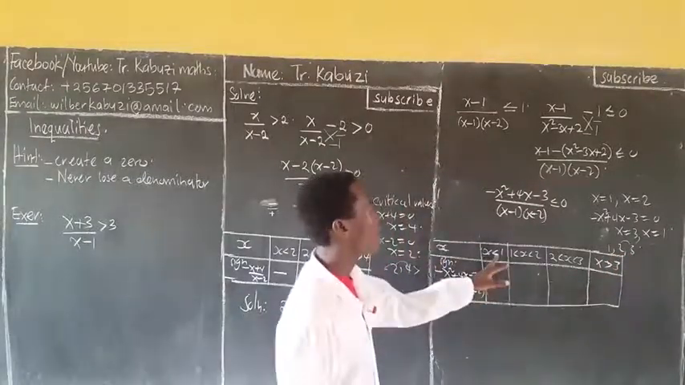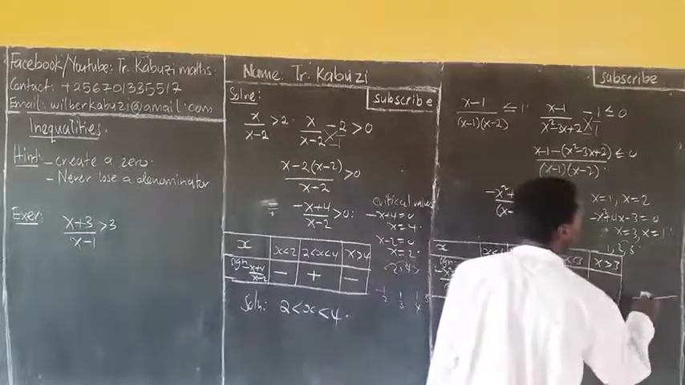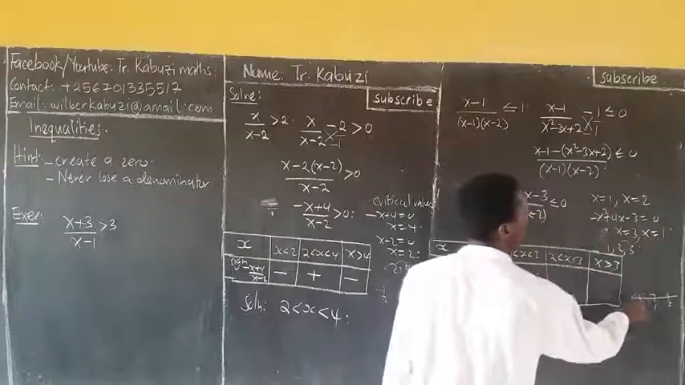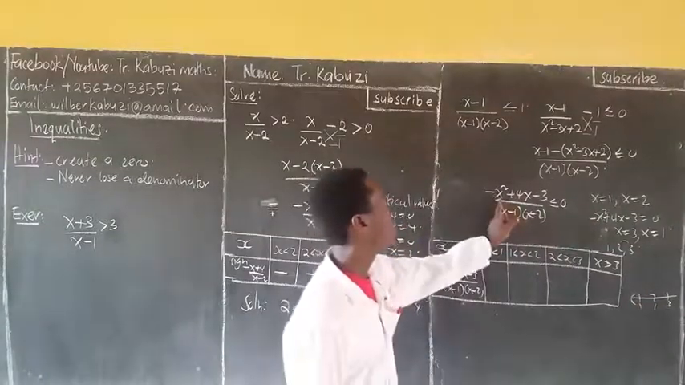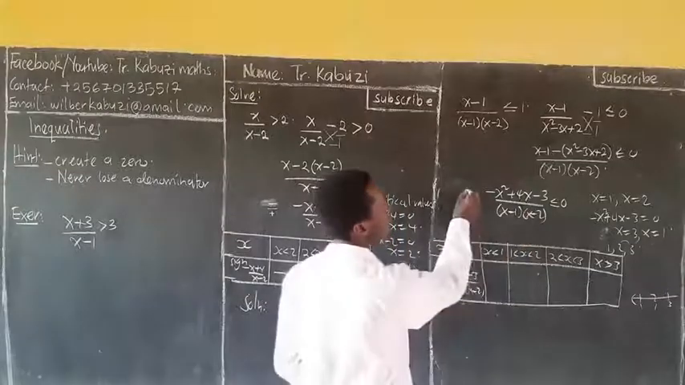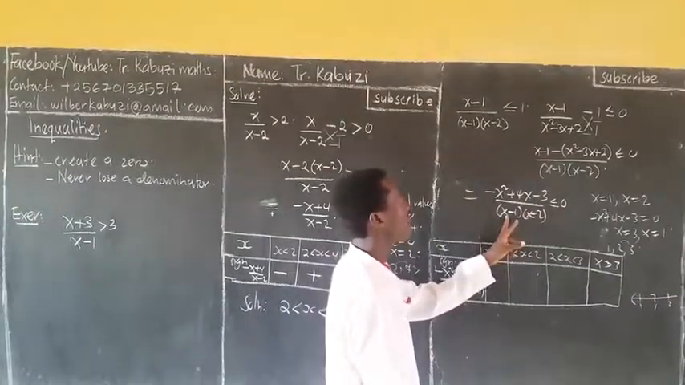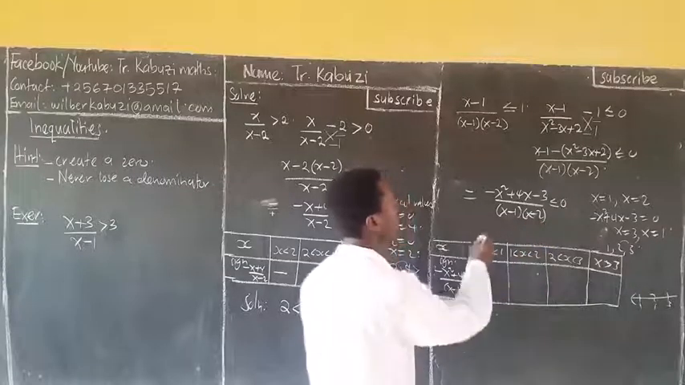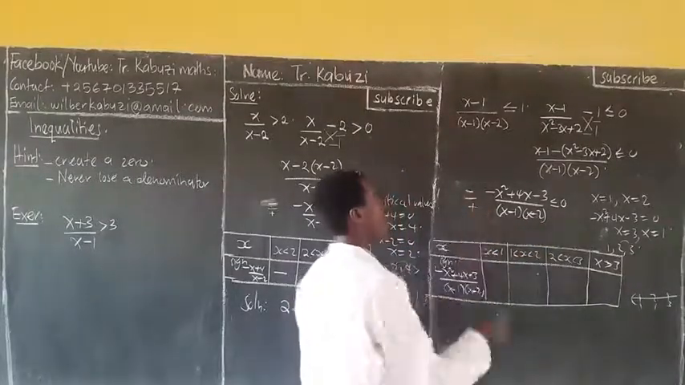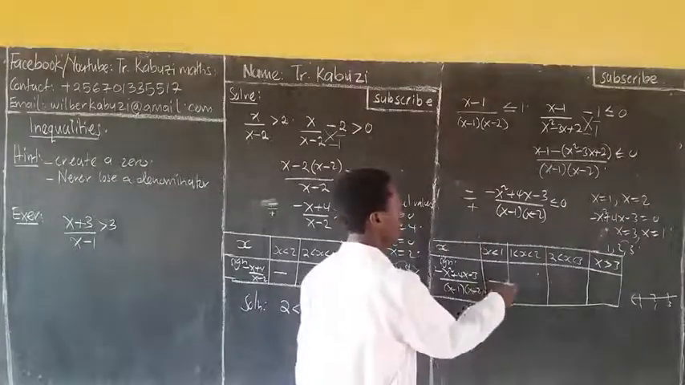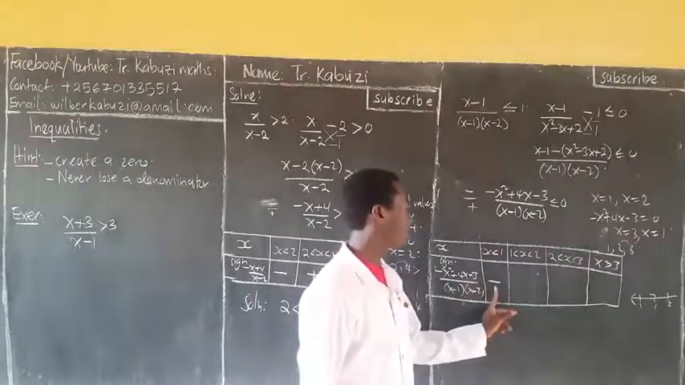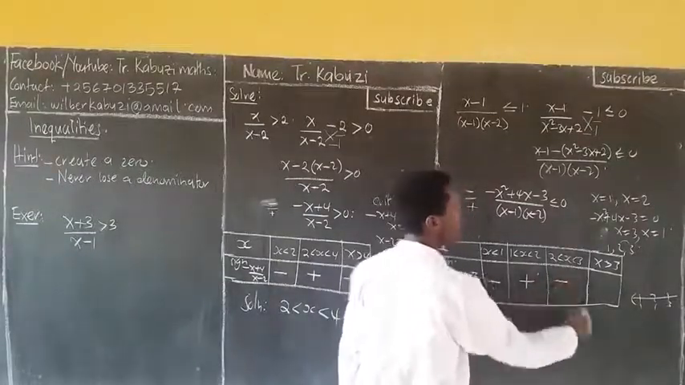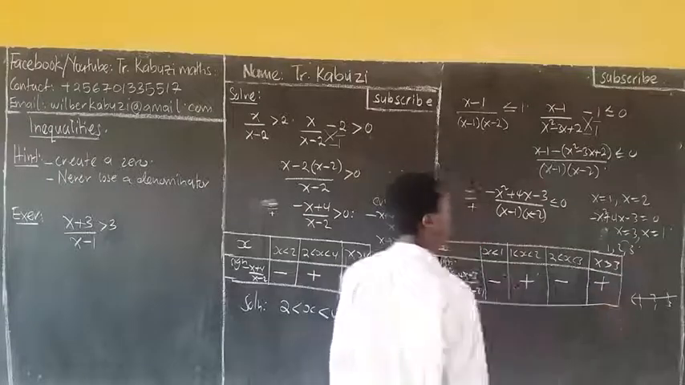Okay. Below 1, so you draw your number line like this: 1, 2, then 3. So below 1, when you put here 0, the top will be a negative. You put here 0, you have a negative. You put here 0, you have a negative. So negative and a negative, you get a positive. Then negative divided by positive, you get a negative. And in inequalities, if this is a negative, this is going to be positive, this is going to be a minus, this is going to be a positive.